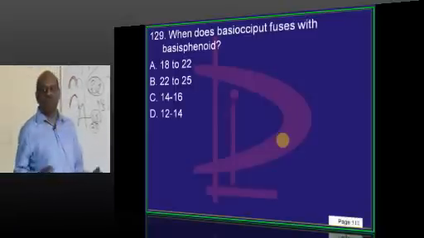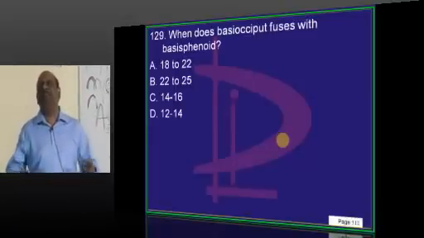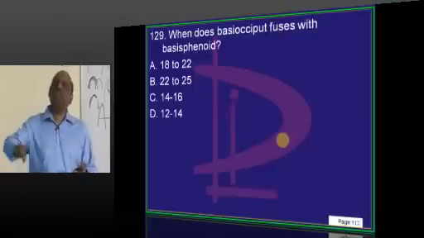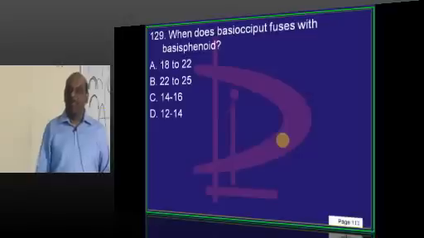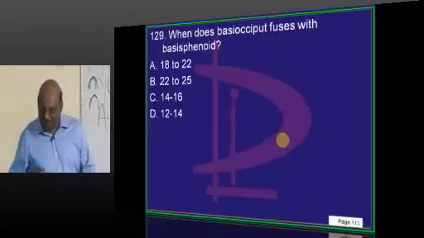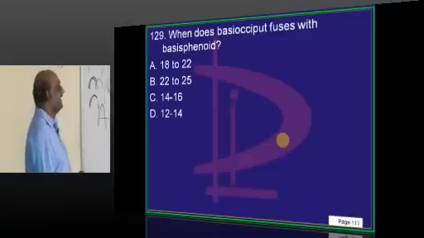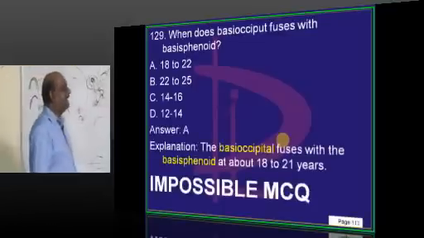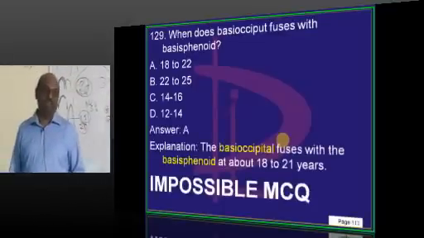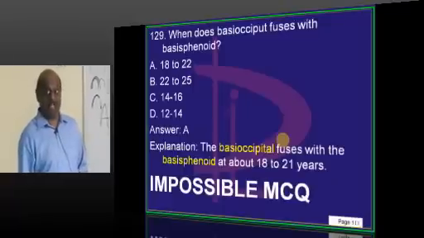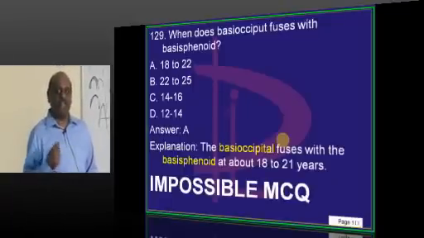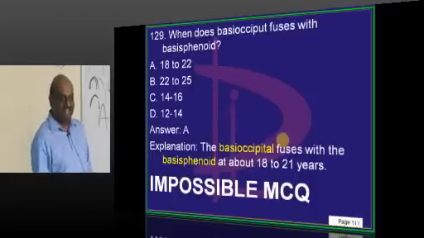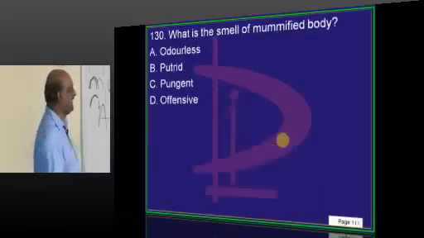Base occiput fuses with base sphenoid when? Impossible question. If you answered, it means only paper out batch. POB, paper out batch, right? 18 to 21. Don't say that you answered this question also right. It means you can start an investigation on that guy. How did he answer that also, right?